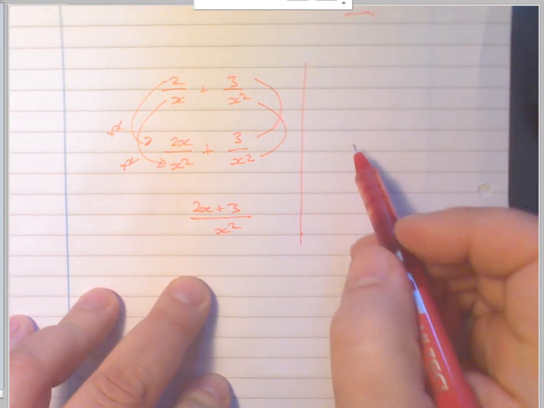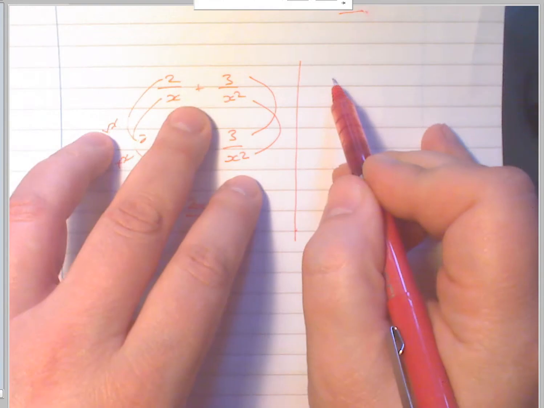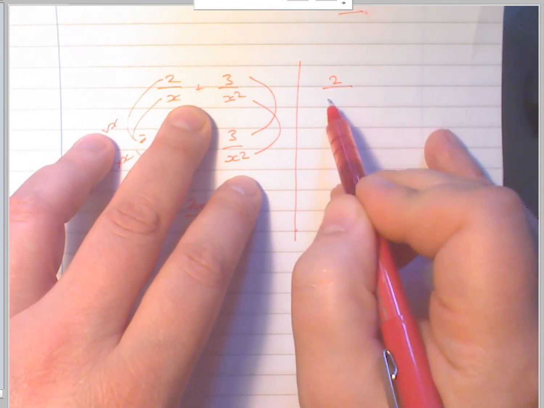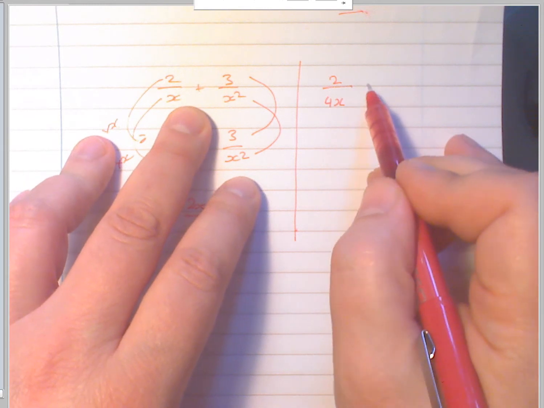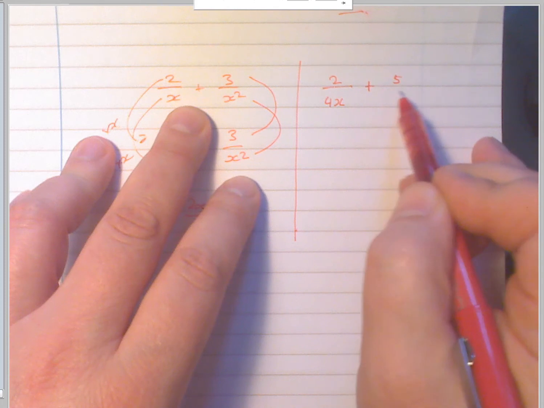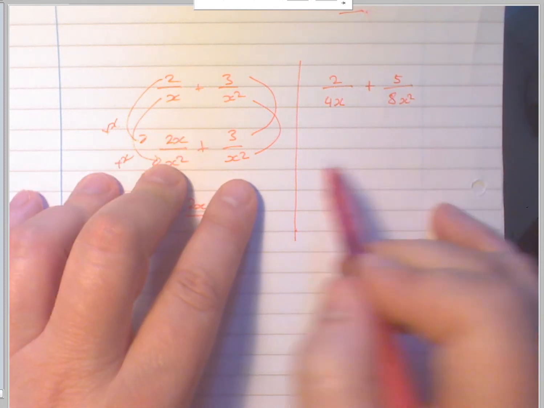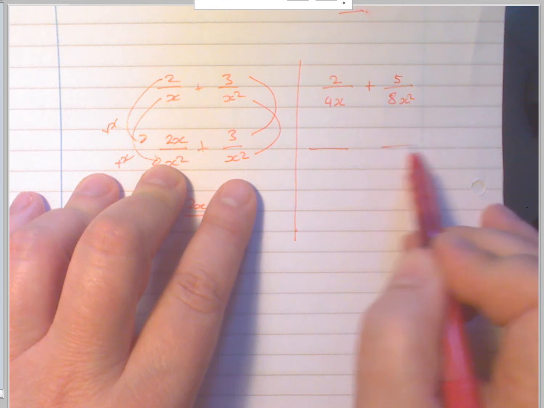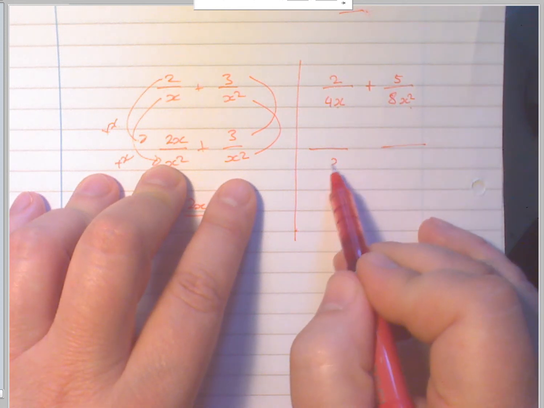Now, if you're lucky, you'll get a question like that, but you might get one that is a little bit more complicated. So let's imagine you had 2 over 4x plus 5 over 8x squared. Well, I'm going to look at the numbers separately. We've already discussed that as far as the x's are concerned, the best common denominator is x squared.